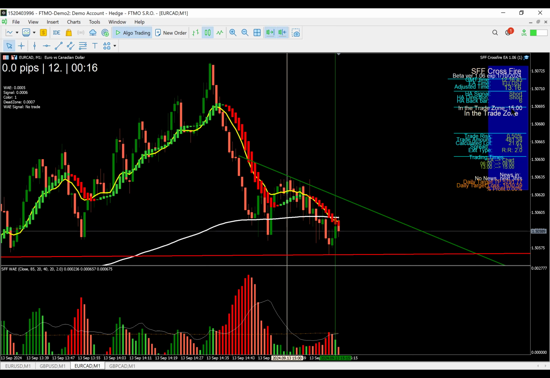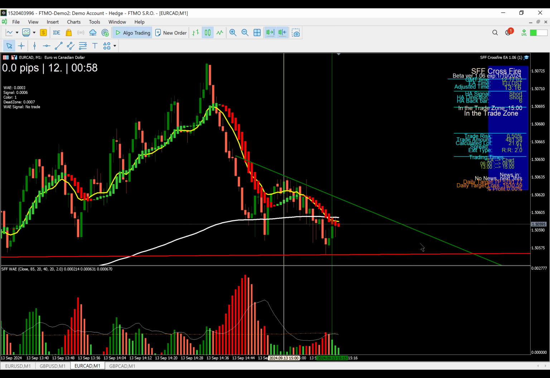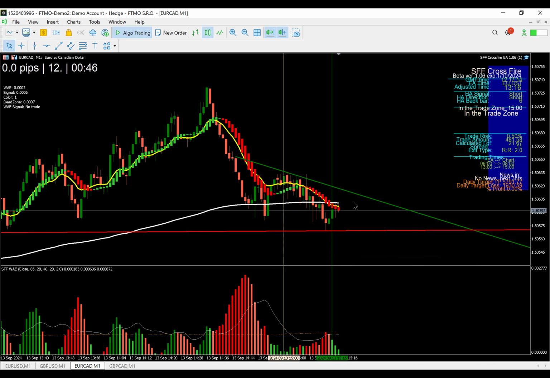It's saying in the trade zone as of 1500, that means 1300 because my broker is 2 hours ahead of me. It's recognizing that we're not looking for a buy trade and we're not looking for a sell trade. We're in the trade zone, but because we're still in no man's land, it's not looking for a buy and it's not looking for a sell. We have to hope that we very quickly get beyond the red trend line, and then we'll be looking for sells.